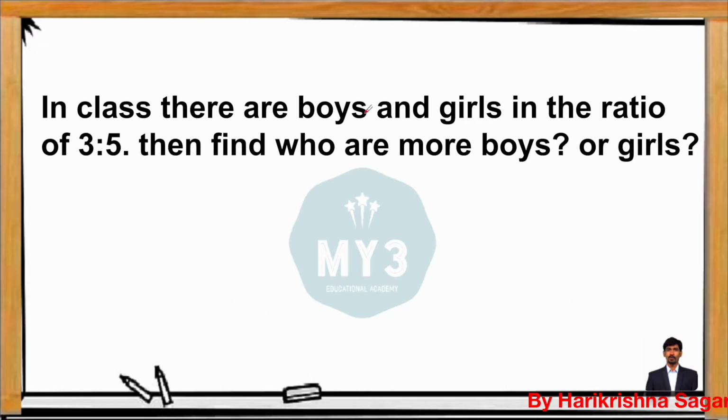For example, you have data like this. In the classroom, boys and girls are in the ratio of 3:5. Who are more here? Boys or girls? We can compare this very easily by looking at it: boys are 3 parts and girls are 5 parts. 5 parts is more than this, so definitely we can say girls are more. But if the question is how many girls are more, can we say that?